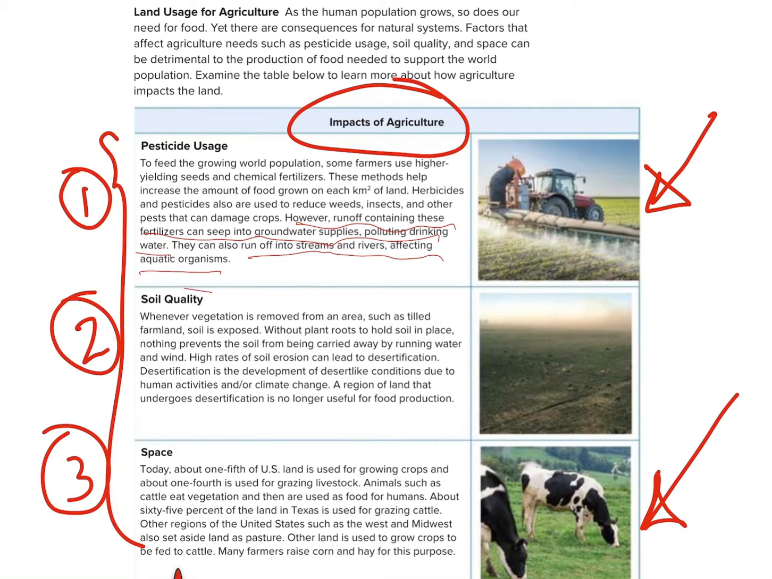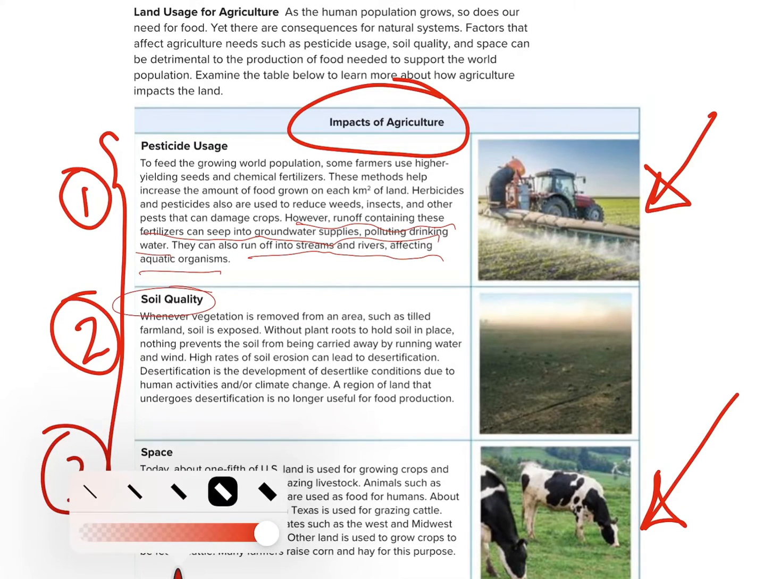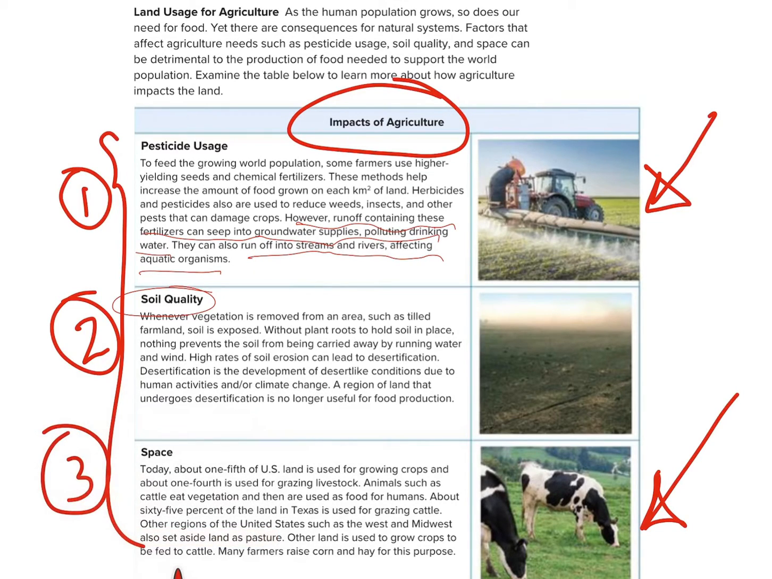The second thing is the soil quality. Whenever vegetation is removed from an area, such as tilled farmland, soil is exposed. Without plant roots to hold soil in place, nothing prevents the soil from being carried away by running water. So what does it mean? It means that every time you remove the plants from the soil, this will cause the soil to be washed away with water.